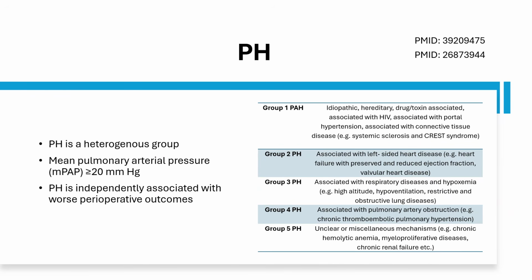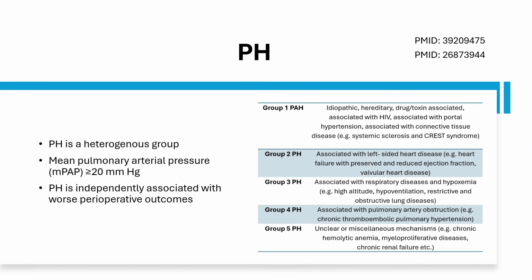Pulmonary hypertension, or PH, is a heterogeneous group of disorders defined as mean pulmonary arterial pressure of at least 20 millimeters of mercury or higher. Pulmonary hypertension is independently associated with worse clinical outcomes. There are 5 groups of pulmonary hypertension. Group 1, which is also called PAH, or pulmonary arterial hypertension.